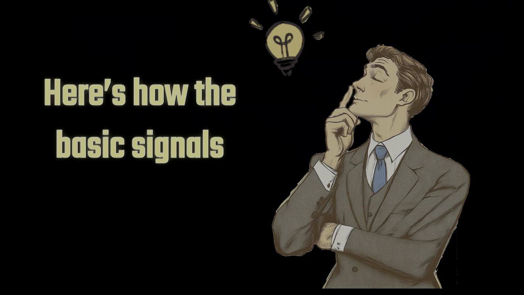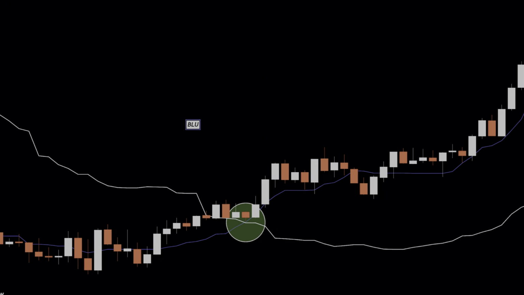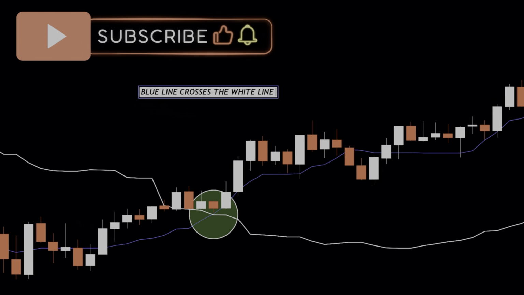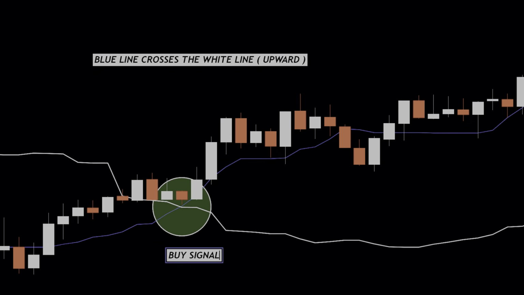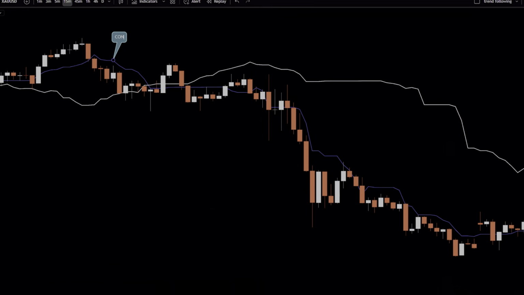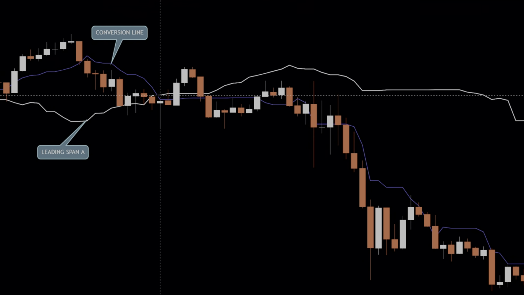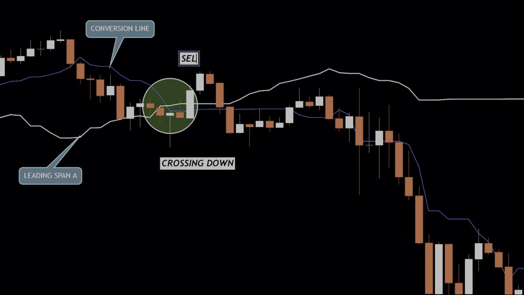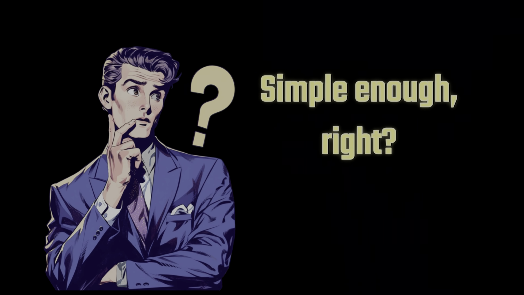Here's how the basic signals work. When the blue line crosses up over the white line, that's a buy signal. When the blue line crosses down under the white line, that's a sell signal. Simple enough, right? But hold on, don't trade just yet.